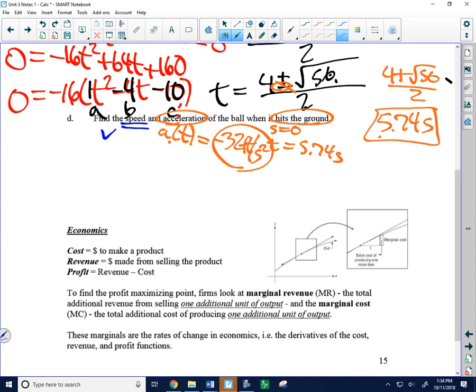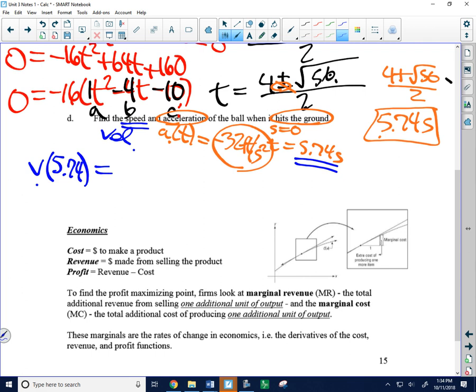Okay, and find the speed. Speed is just the velocity. Okay, it's the velocity, but its speed is always positive. It's the same as velocity, but if you get a negative, it's changed to positive. So basically, find the speed when it hits the ground. Well, we can do our velocity at the time it hits the ground, and then if it's negative, we'll change it to positive. So I'm doing velocity at 5.74, right?